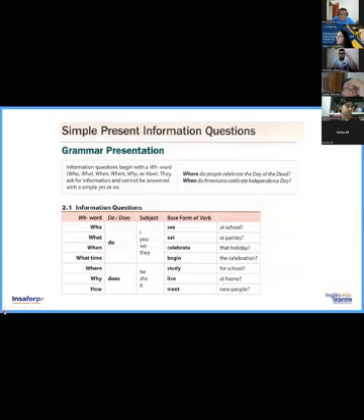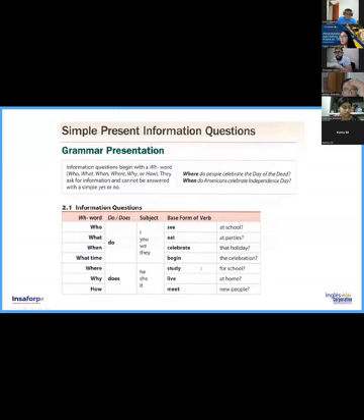En el caso de he, she, and it, el verbo no se le agrega ese al final. Exacto. Cuando tenemos he, she, and it en pregunta, no le agregamos la S en pregunta y en oraciones negativas. Very important that. Por ejemplo, respondamos una de estas preguntas.